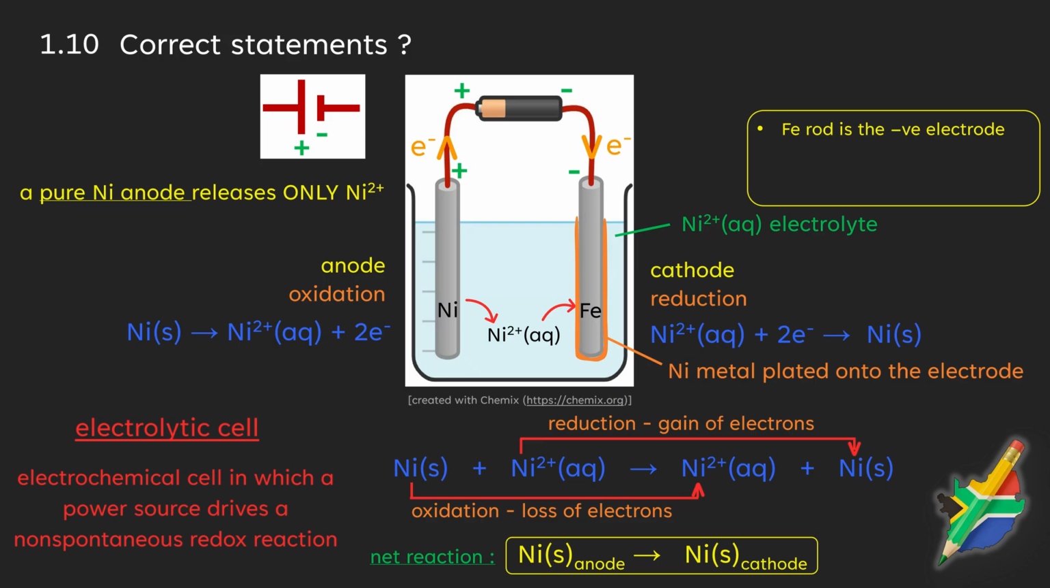In summary, we can see that iron is the negative electrode. The metal ions in solution do undergo reduction as they are plated onto the iron rod, and the anode is made of pure nickel. Since all 3 statements are true, the answer is D.